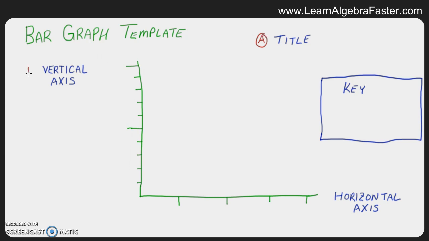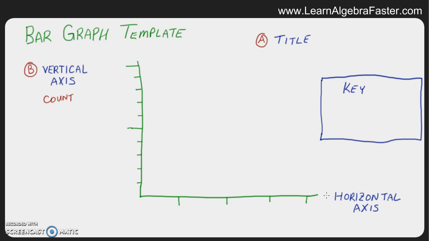The second thing that's important that needs to be on any bar graph is the vertical axis. Now this is going to be where we actually count. This is where we're going to actually show the numbers or the money, whatever the quantitative value is.